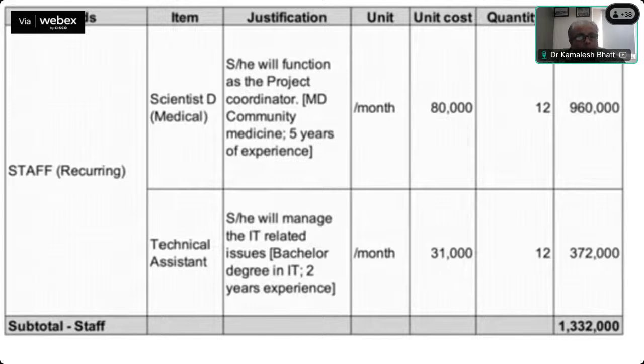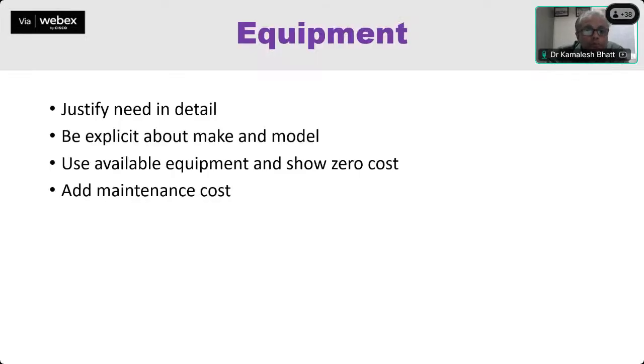justification, work as a project coordinator, specialization, MD in community medicine, 5 years of experience, unit. It means that as it is recurring per month. Okay, if it is per day, you write per day. If it is per month, you write per month. And the unit cost is 80,000. Quantity you require for 12 months, so that is 12. So total 9,60,000. Same way in the technical assistant, here I have just shown the 12 months, but it can be different for individuals also.